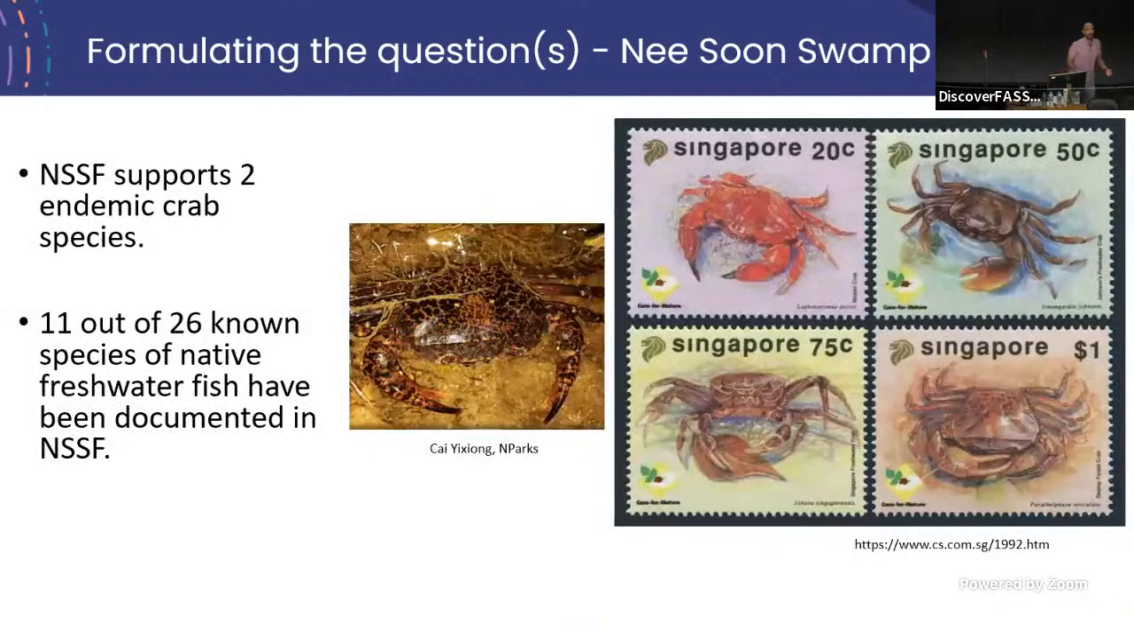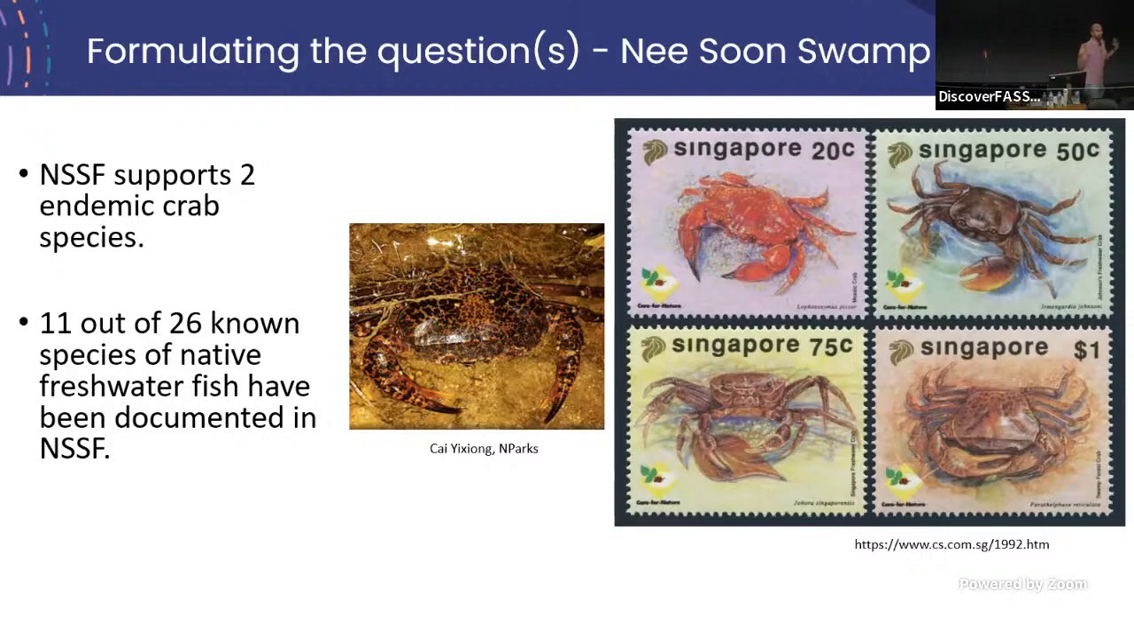Another reason why Nisun is worth conserving is that it supports two endemic crab species. So this Parathelphusa reticulata, which we call the swamp forest crab, and Ermengardia johnsoni, which is over here. Again, this shows how important these species are to Singapore's natural heritage.